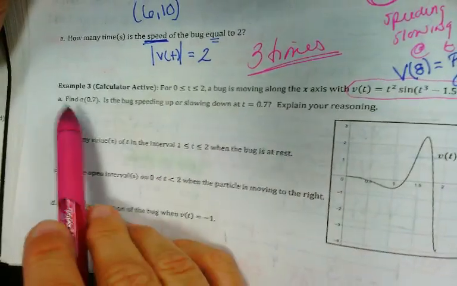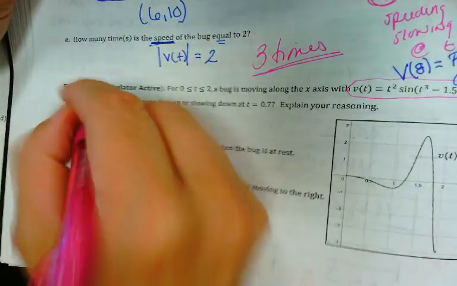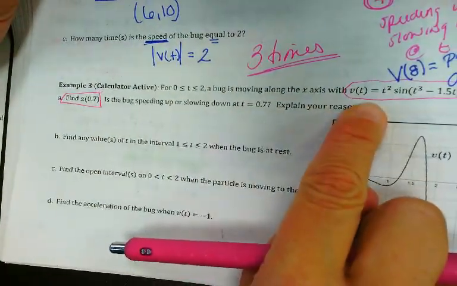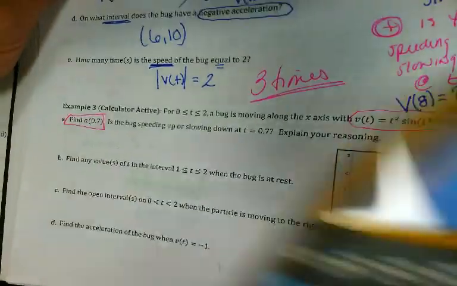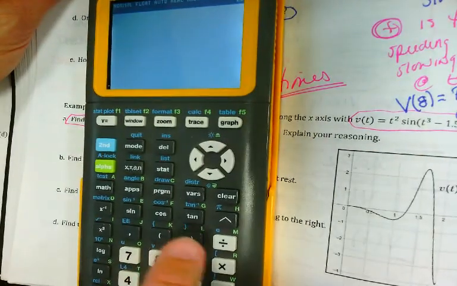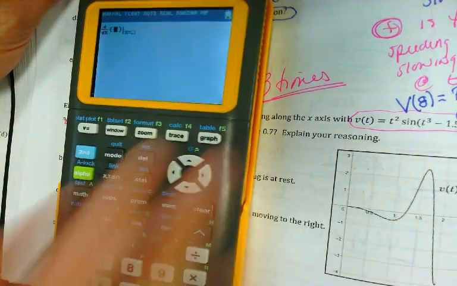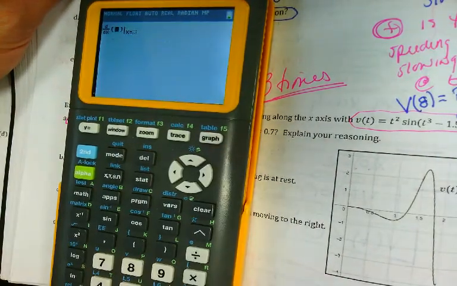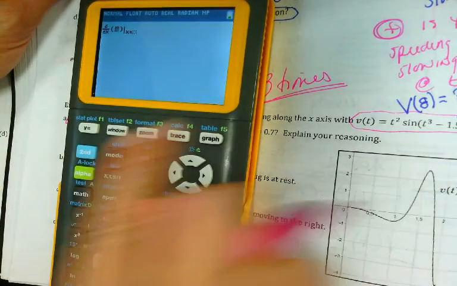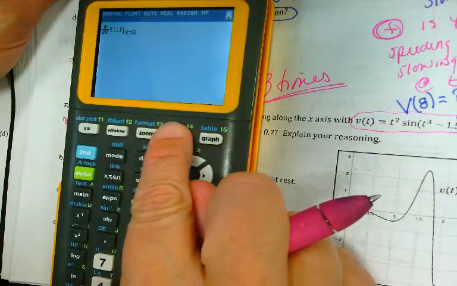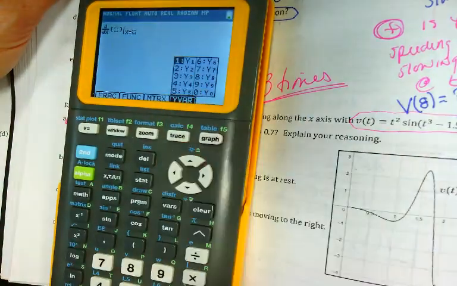All right, so the first part says find a of 0.7. So what do I want to do to this function? I want to take its derivative. Where do we find that again? Math 8. I want to take the derivative with respect to x. Now, we're not going to retype this function in. I think we talked about this once a long time ago. We pull up y1. Okay, so it's on the top row. Alpha, I think it's trace. And you just want to put in y1.